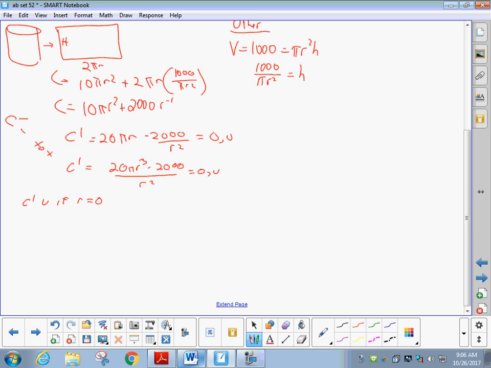And it's just irrational. It's ridiculous. So C prime equals 0 at 20 pi r cubed minus 2,000 equals 0. That would be pi r cubed equals 2,000 over 20, or 100. So r is the cube root of 100 over pi. Now 100 over pi would probably be about 33-ish. Cube root would be about 3-ish. Okay, so I imagine that's 3, something like that. In terms of around that, that's about 3.